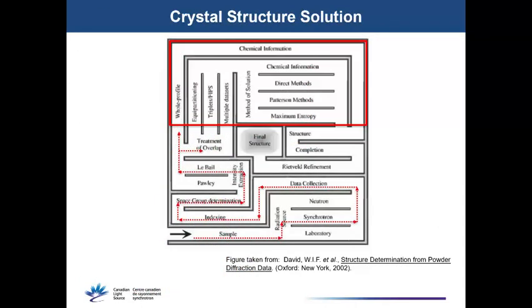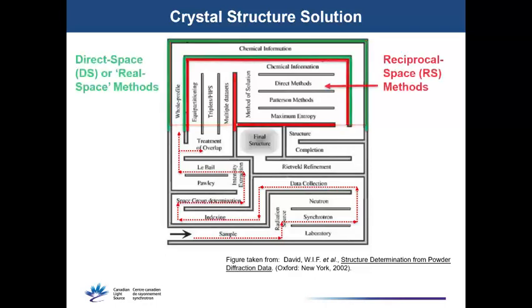Once you have a unit cell and a space group combination that agrees with your expected formula, and you've got a decent Lebail or Pawley refinement, the next step is to actually attempt to solve the basic structure. And this occupies the entire top half of our maze here. There are generally 2 routes you can use to solve the structure. You can use what are called reciprocal space methods, or you can use what are called direct space methods. And we'll take a look at both of these types of methods.